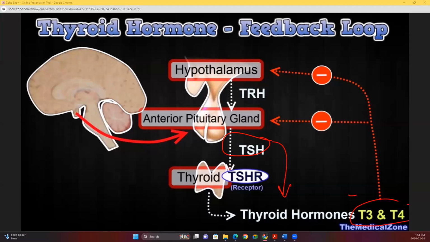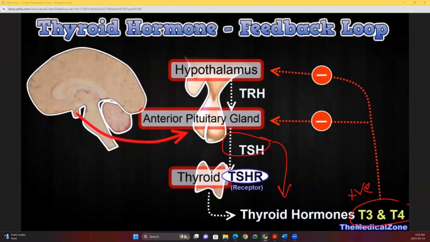And if it is less, it will produce the TSH. And if it is more, then it is telling your brain that too much T3, T4 is here, stop the TSH, stop producing it. So it will produce less TSH. Now let's discuss one by one.